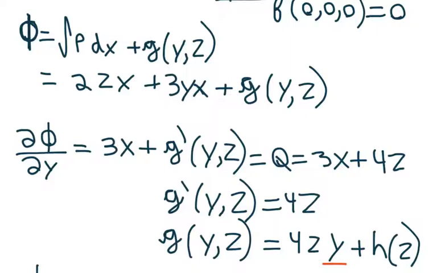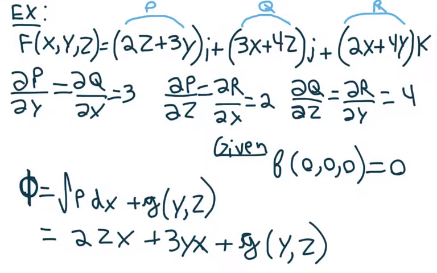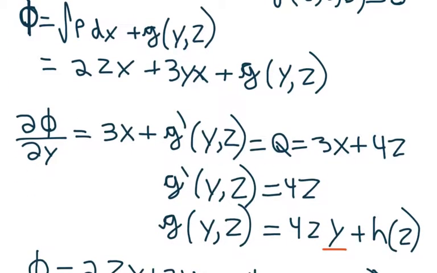Then we're going to take our phi over here and we're going to do the derivative with respect to y. So that's going to give us 3x plus g'(y,z), and we're going to place that equal to our Q, which is 3x plus 4z. We see that the 3x cancels out, and we're left with g'(y,z) is equal to 4z. If we do the integral with respect to y, since we're doing ∂phi/∂y, we're left with g(y,z) is equal to 4zy plus h(z). Never forget that little constant at the end. Over here we're placing it as h(z).